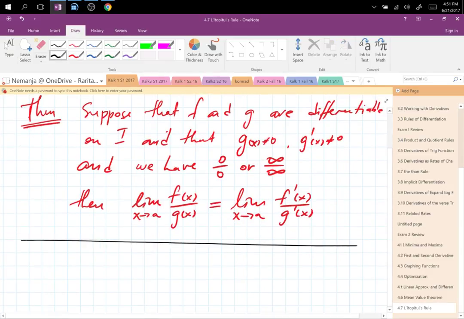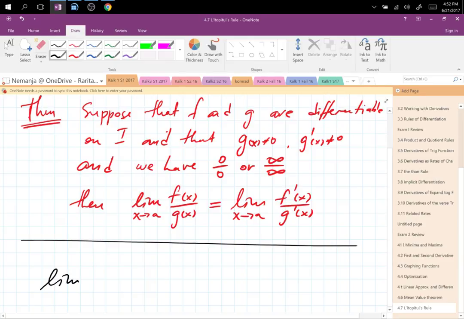I had a question. Would it always be equal to that? Because sometimes if you get 0 over 0 or infinity over infinity, then take the derivative, then you get... The mathematical theorem is a mathematical theorem, no exceptions. So the answer to that question would be no.